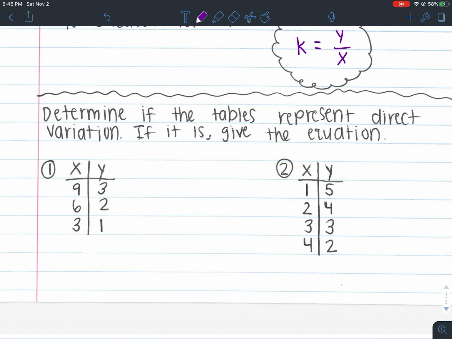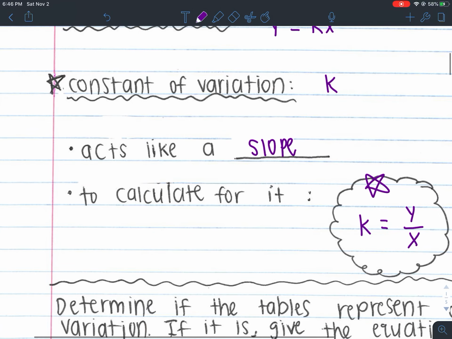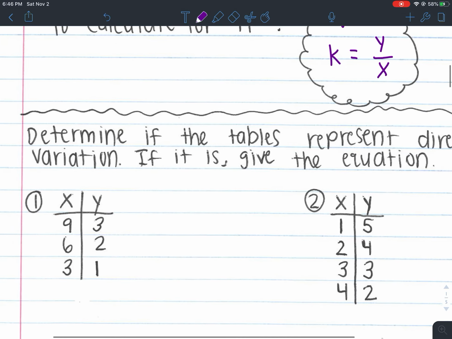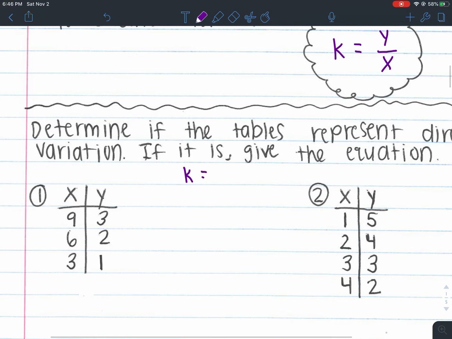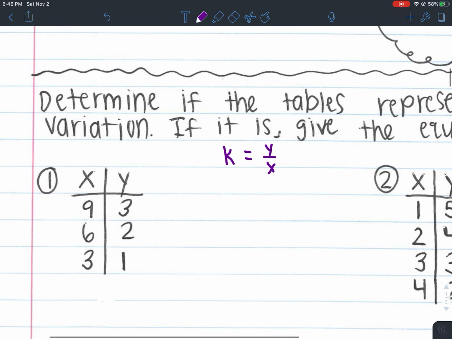Determine if the tables represent direct variation. If it is, give the equation. Okay, so let's first determine if this is direct variation. So tables represent direct variation if their k is constant. Remember, constant of variation is our k value. Constant means the same, okay? And to find k, you would do y divided by x.